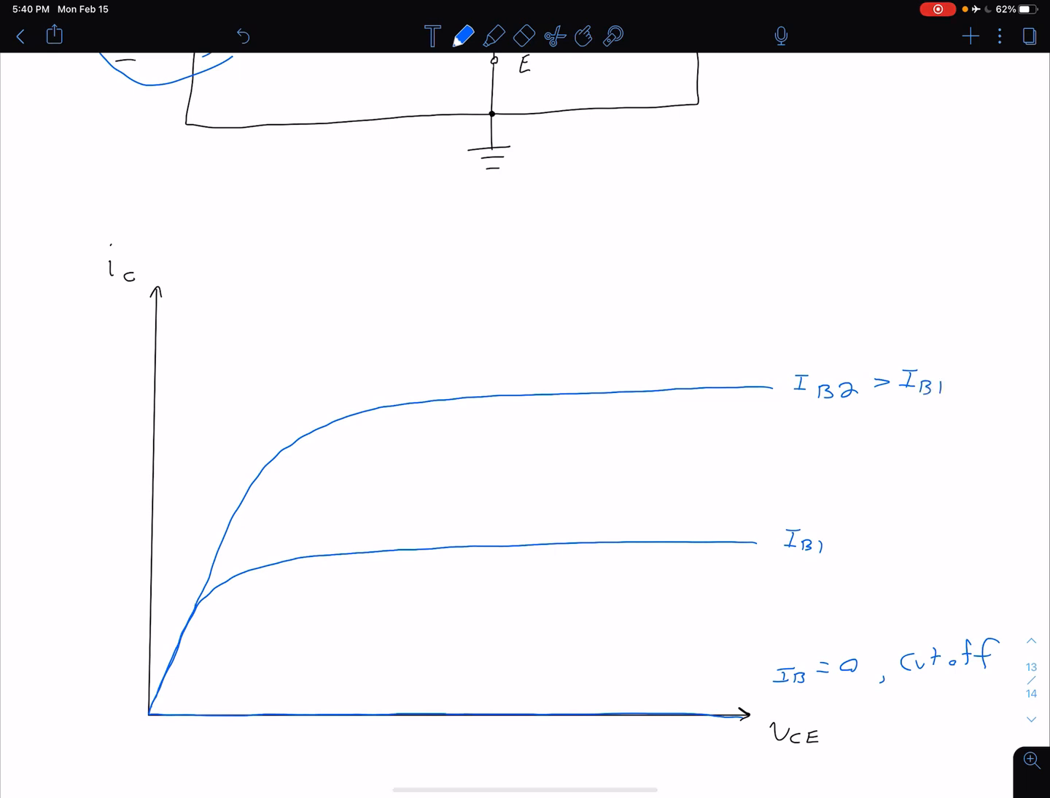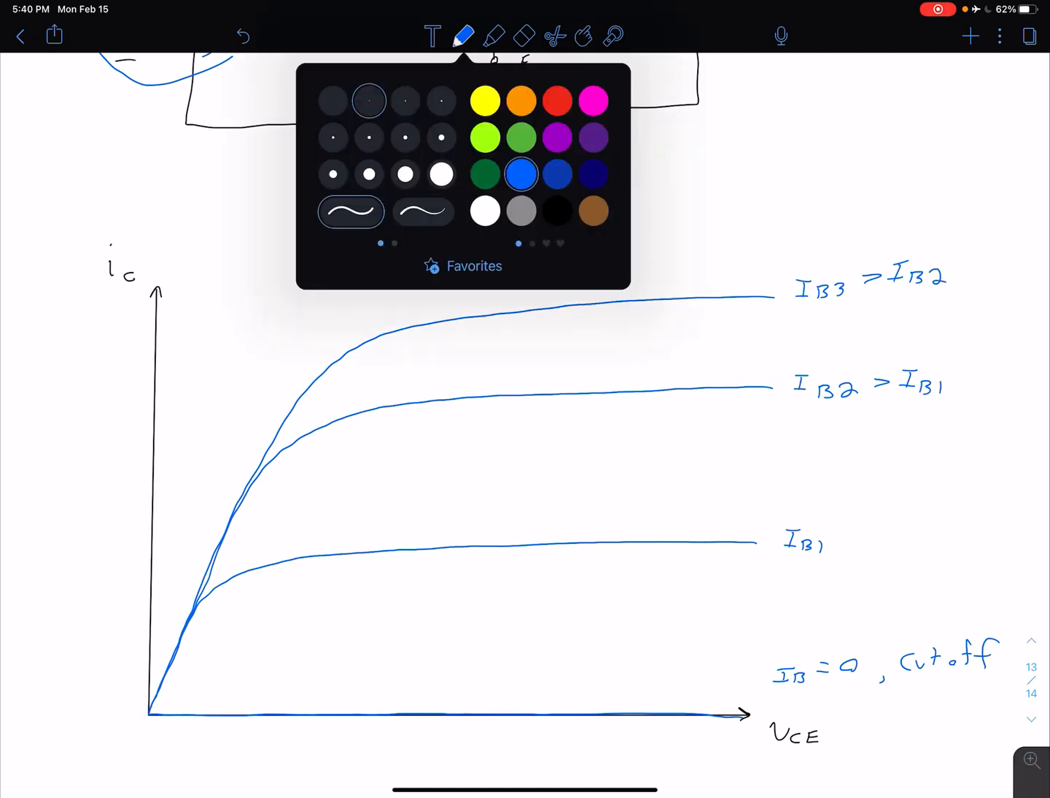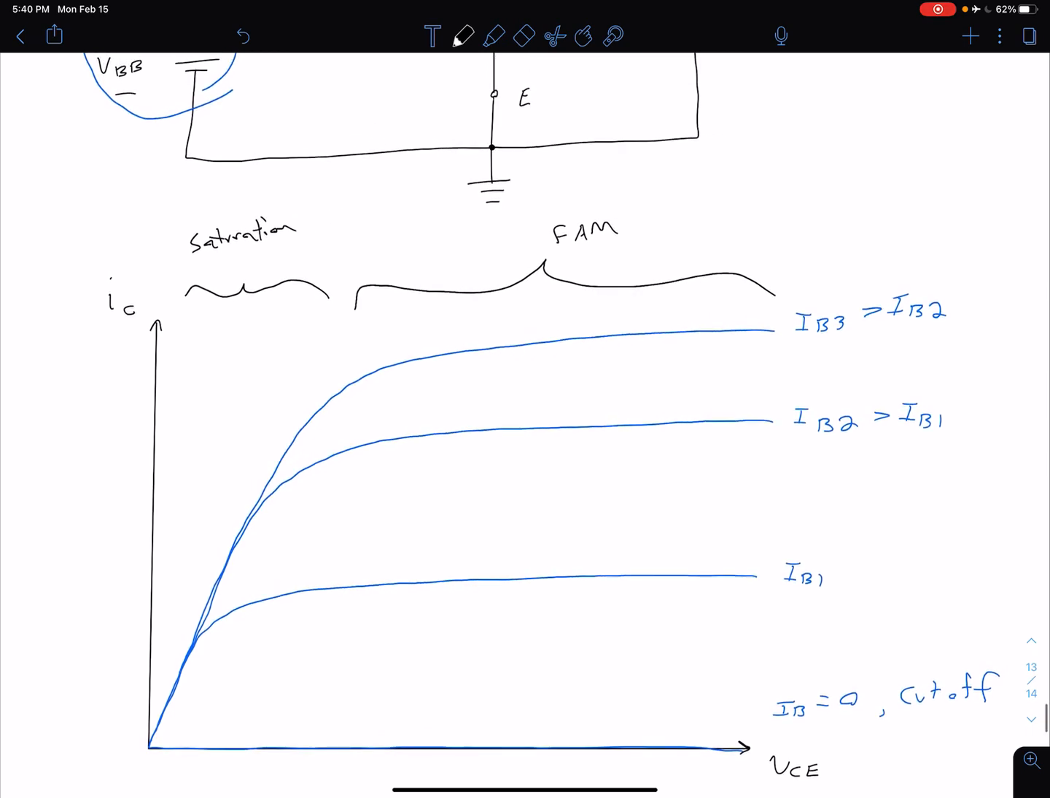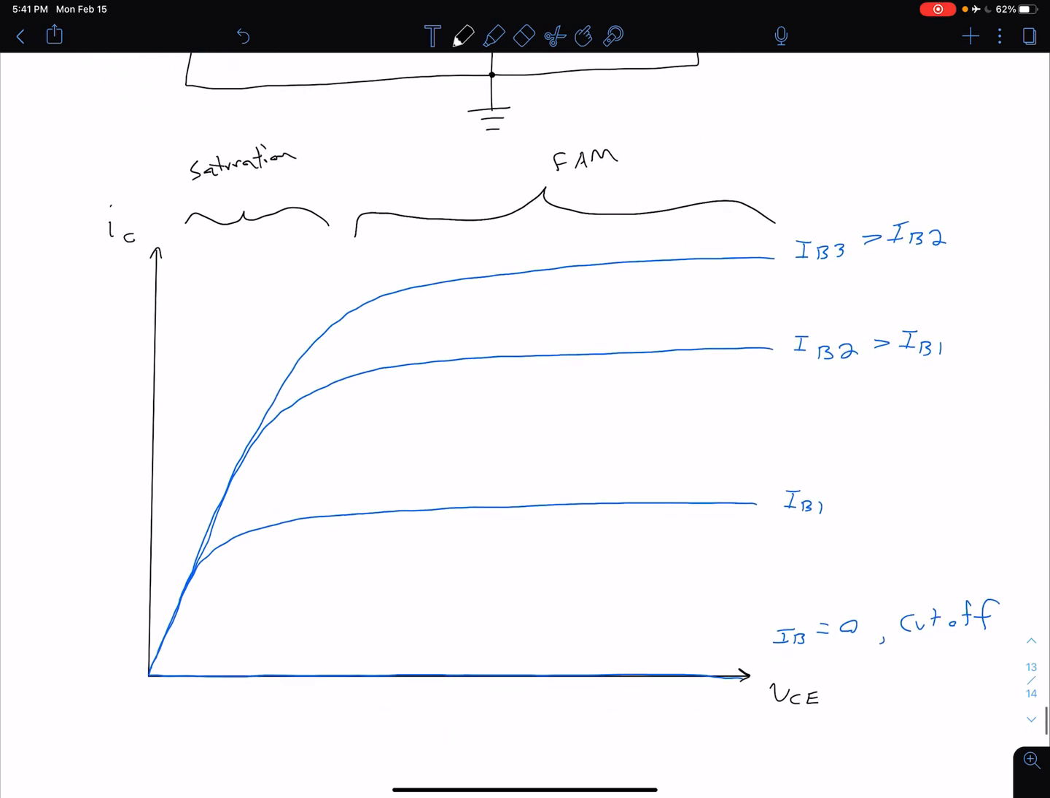We could keep increasing that, and I've exaggerated this slope at the start a little too much. But if we increase that, we get another IB3 that's bigger than our IB2. And again, ideally, these are horizontal curves once we get to that flattening out point. So let me go ahead and label our different operation regions. Over here where we have our constant current, that's going to be our forward active mode. And where all of our curves coincide, this is going to be our saturation mode. Typically we're not going to be operating our device in the inverse active, so that's why we don't see it showing up in this IV plot.